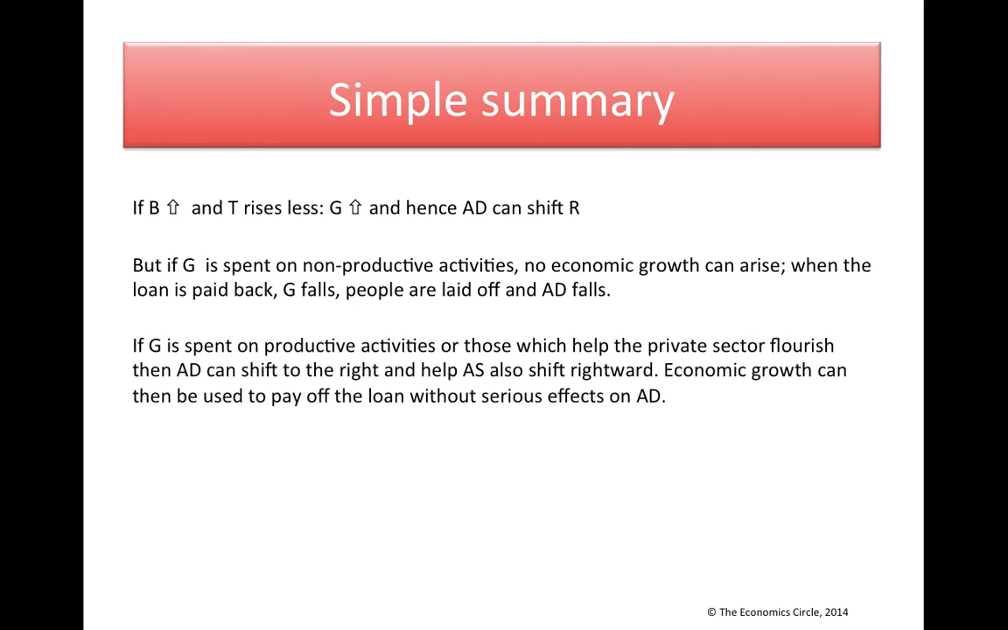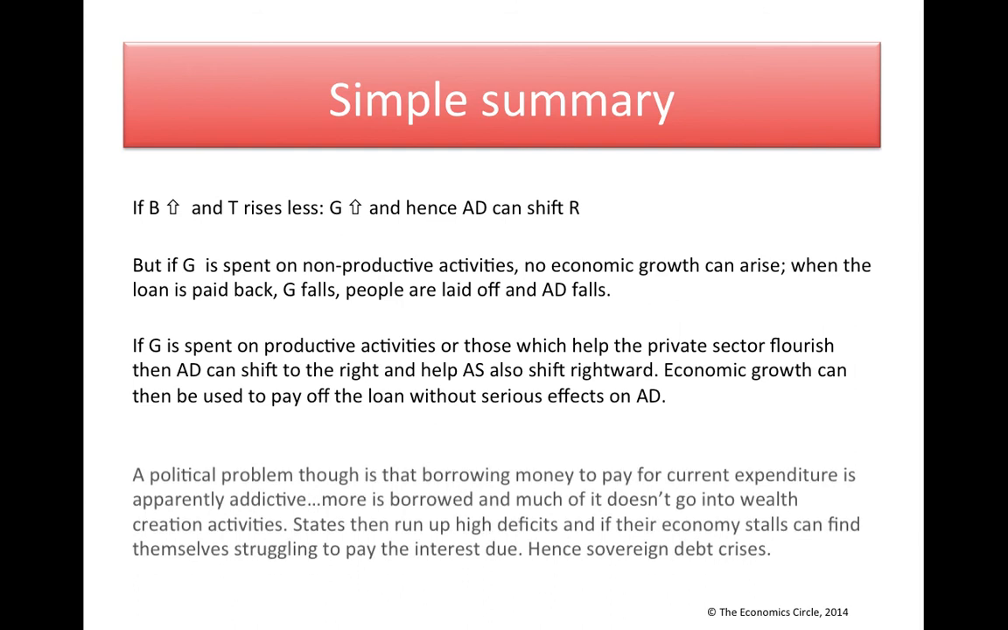On the other hand, if that extra government expenditure is put into productive activities, or those which help the private sector flourish, and the private sector is the wealth-creating organ or engine of the economy, then AD can certainly shift to the right and help AS also shift to the right as well. This is both beneficial in the sense that you've got higher expenditures and higher productivity across the economy. Economic growth can then be used to pay off the loan without serious effects on AD.